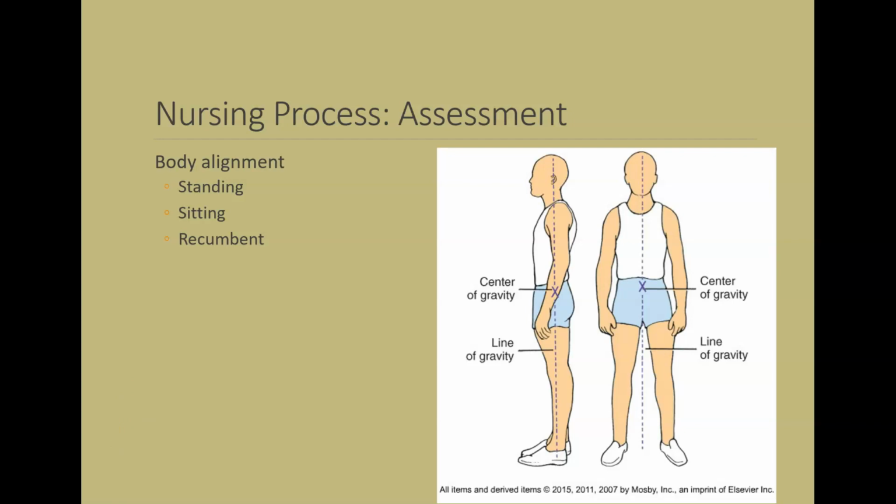So, the nursing process basically states that there's body alignment, and we discussed body alignment. The first thing when you're assessing a person's body alignment, you want to assess standing, sitting, and recumbent positions. When they're standing, you want to make sure their head is erect in midline and that their bodies are symmetrical. You want to look at the spine. You want to look at the abdomen and see if it's comfortably tucked in.